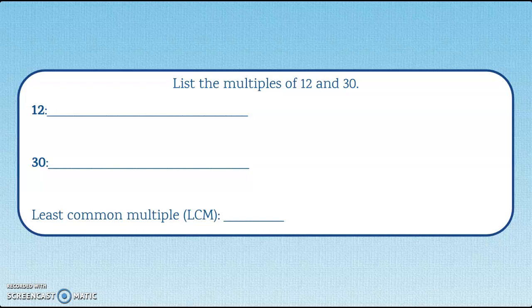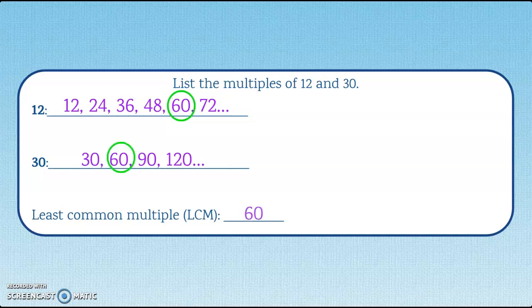All right, the multiples of 12 are 12, 24, 36, 48, 60, and 72, and so on. Multiples of 30 are 30, 60, 90, 120, and so on. The smallest number that they both have in common is 60. So 60 is the least common multiple for 12 and 30.